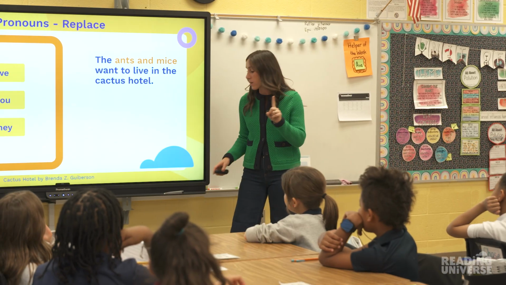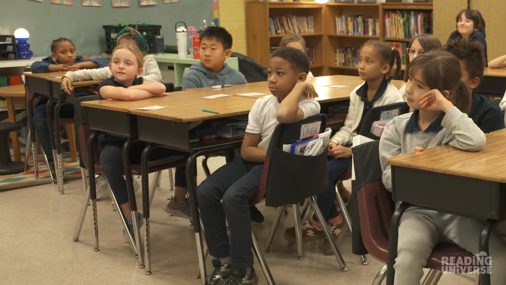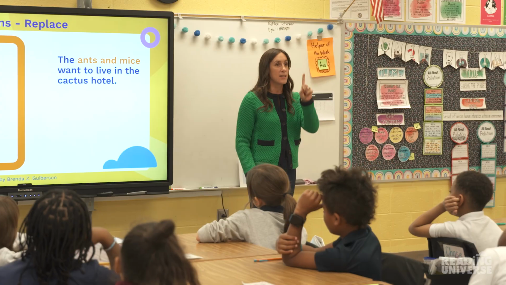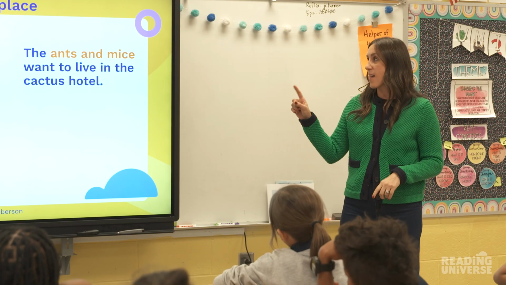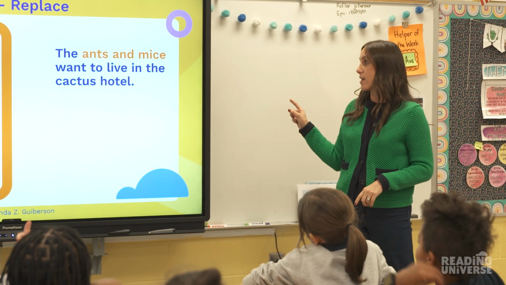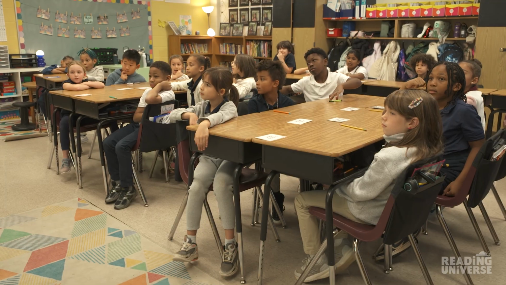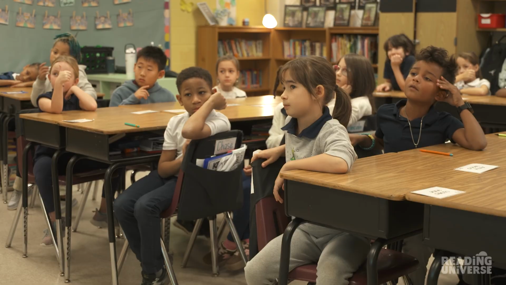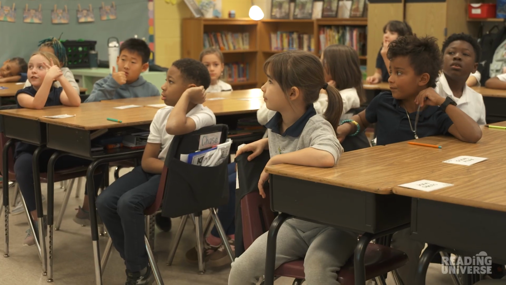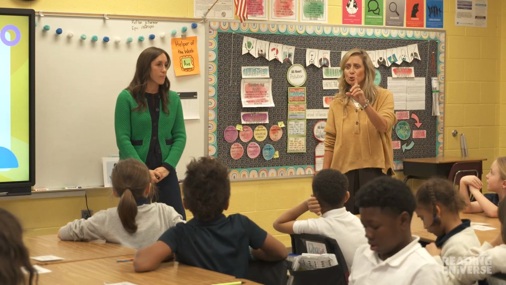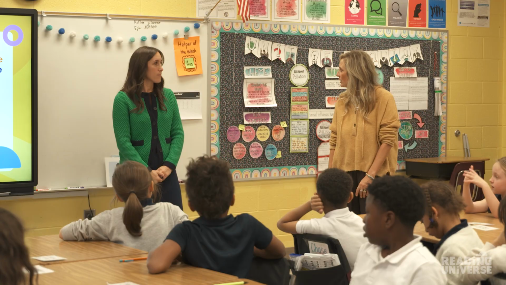So I think it's worth doing one more example where we're not replacing it with it, because it is one singular thing. But I noticed on this sentence, the ants and mice want to live in the Cactus Hotel. I don't think I can replace it with it this time. Why not? Why can't we replace it with it? Because there's two of them. Two, and it only refers to one. Yeah, they know so much already.